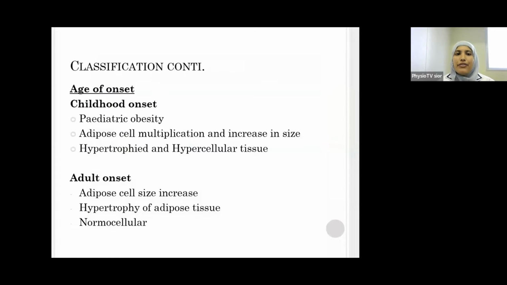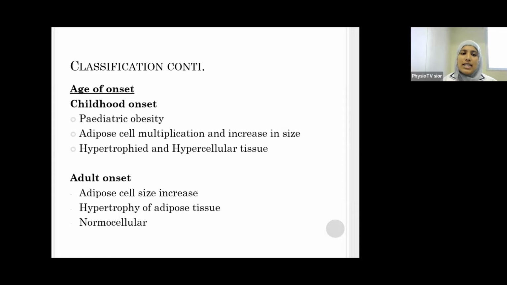Then we have classification according to the age of onset. Now, the age of onset depends. It can be from childhood or can be adult. If the onset is from childhood, it is known as pediatric or adolescent obesity. The adipose cells, which we talked about, multiply and also increase in size. Hence, you will see hypertrophied as well as hypercellular lipid cells. And this is more dangerous as compared to adult obesity.